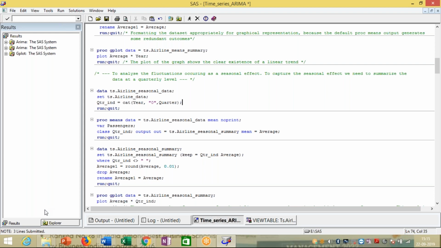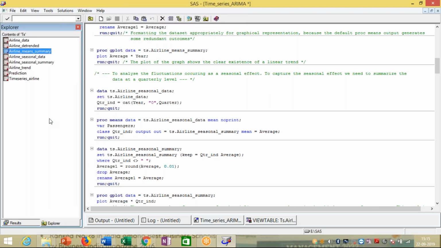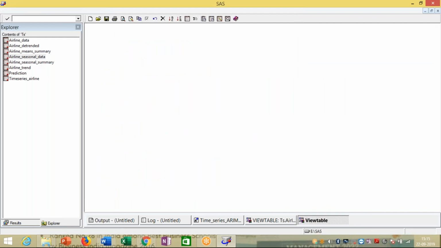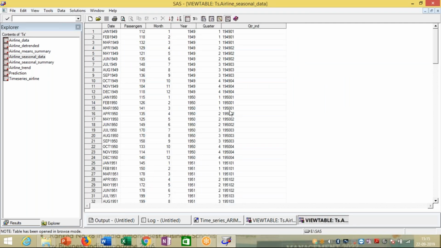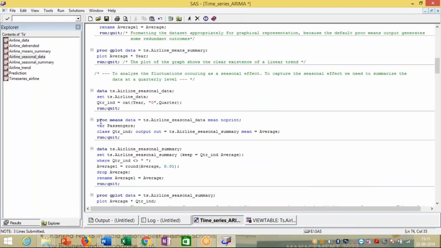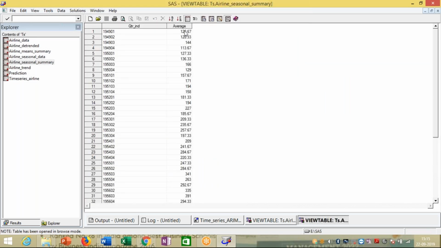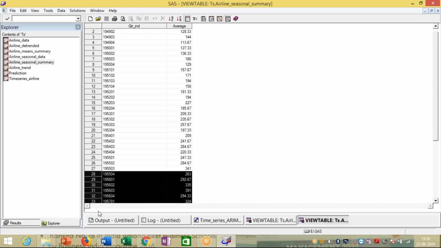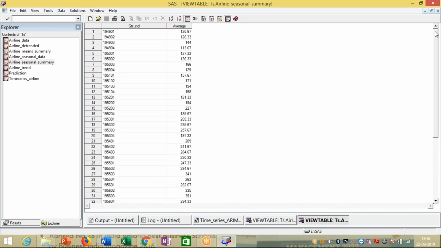If we have a look into this airline seasonal data, this is how the quarter-wise indicator looks. Now we'll do a proc means, and when we do a proc means, we'll get an airline seasonal summary. Quarter-wise, we get to see the average number of passengers, and how they are working.